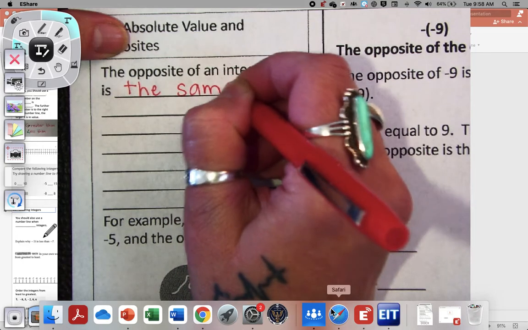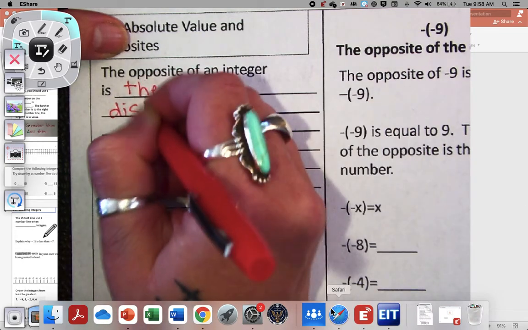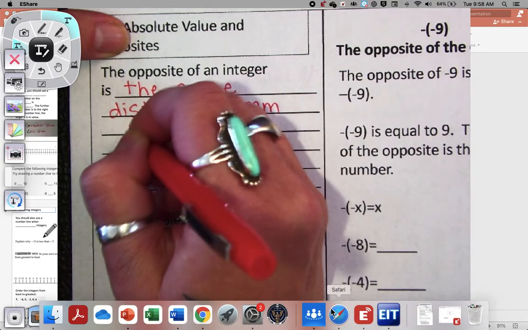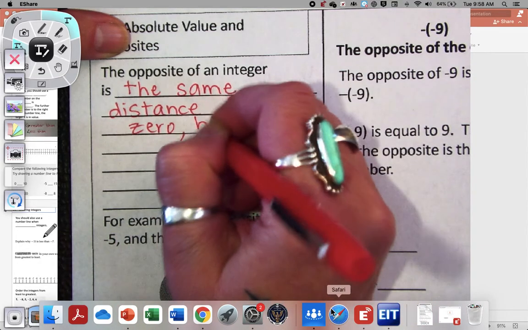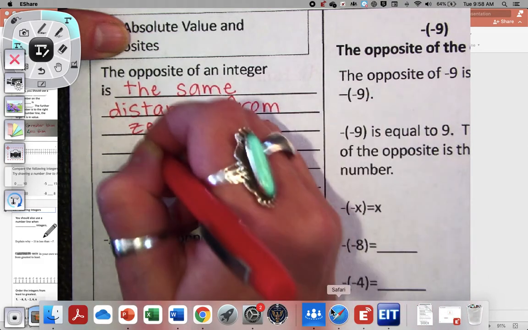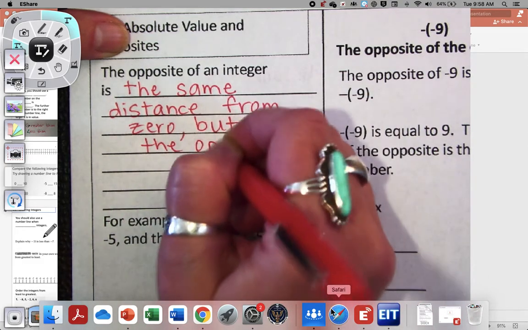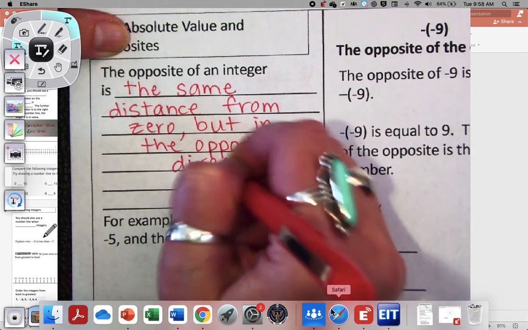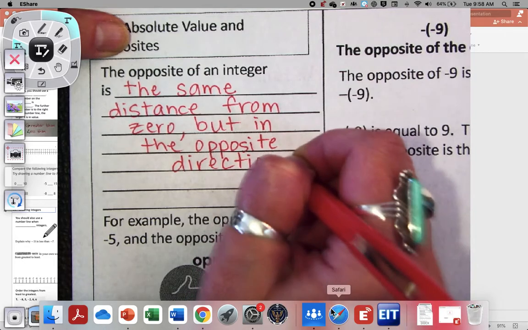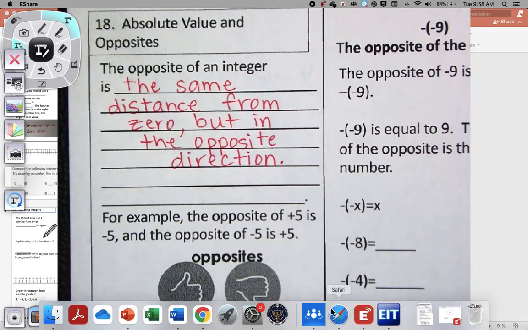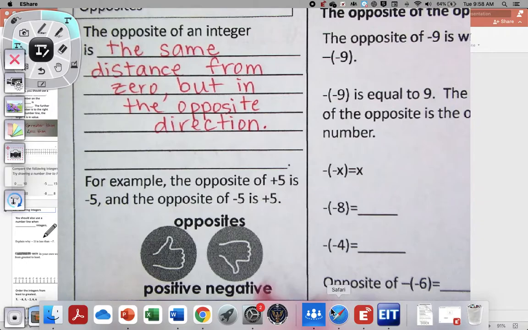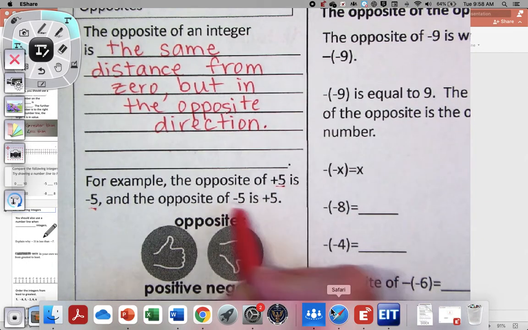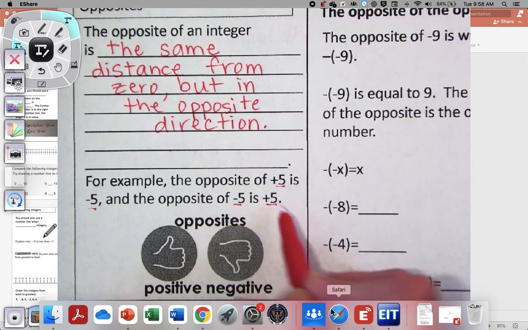same distance from 0, but in the opposite direction. Here we are concerned about whether it's to the left or the right of 0. For example, the opposite of positive 5 is negative 5, and the opposite of negative 5 is positive 5.